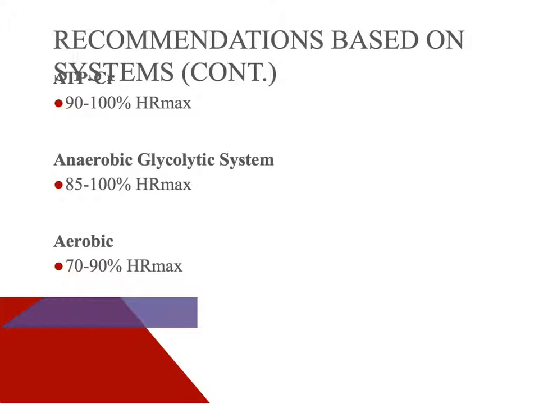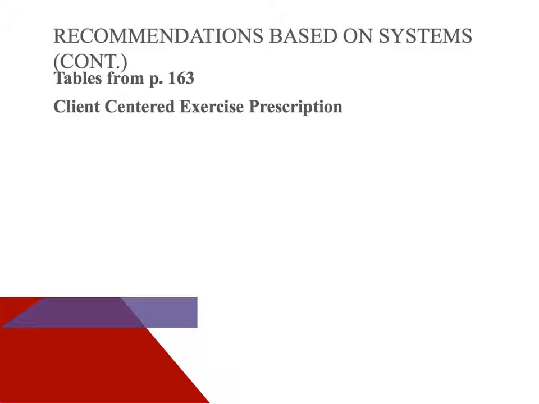However, with the anaerobic glycolytic system, we're going to be training anywhere from 85 to 100% of our heart rate max, and to train our aerobic system and improve that aerobic capacity, we're looking at training at 70 to 90% heart rate max. There is a table in your book on page 163 called Recommendations Based on Our Energy Systems. You should become familiar with that table and look at the different recommendations based on those systems.